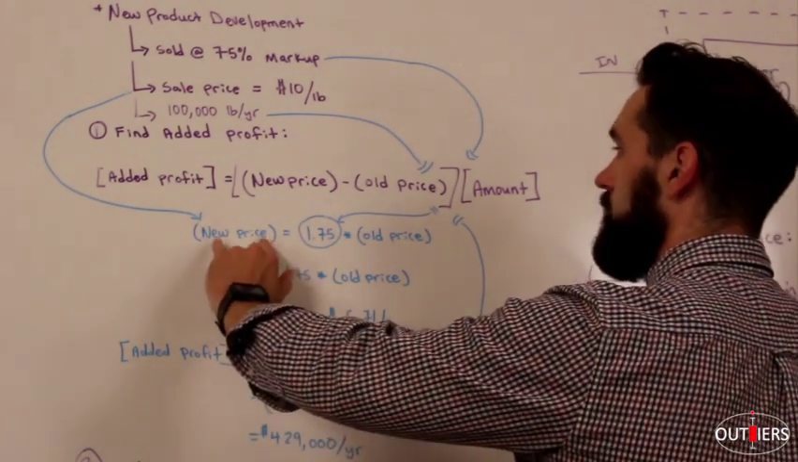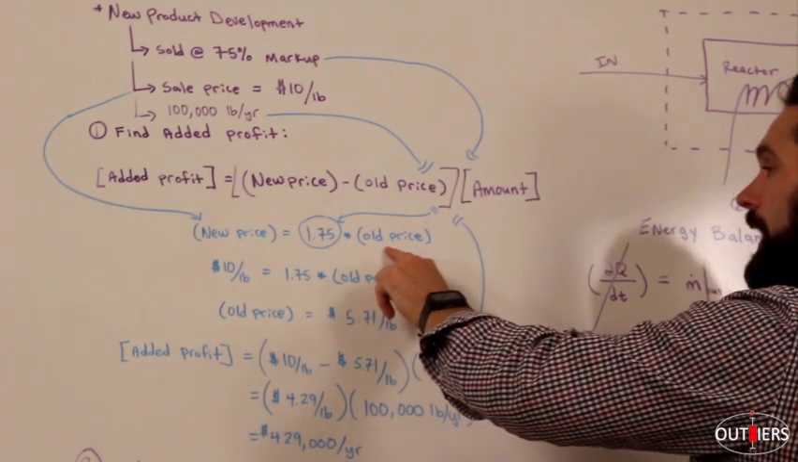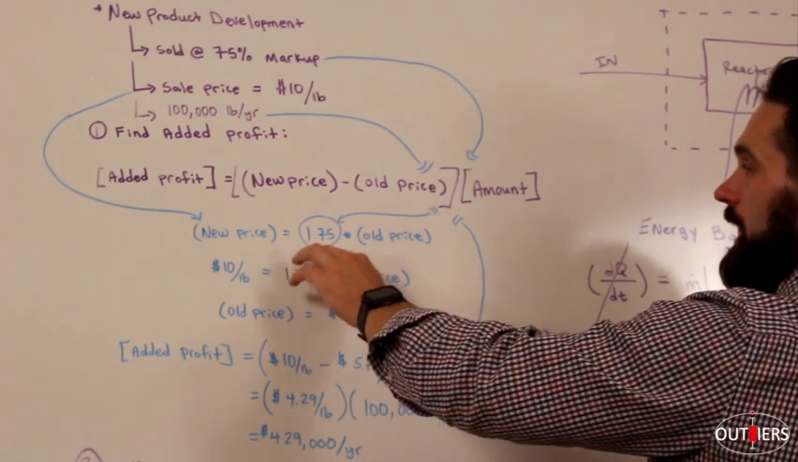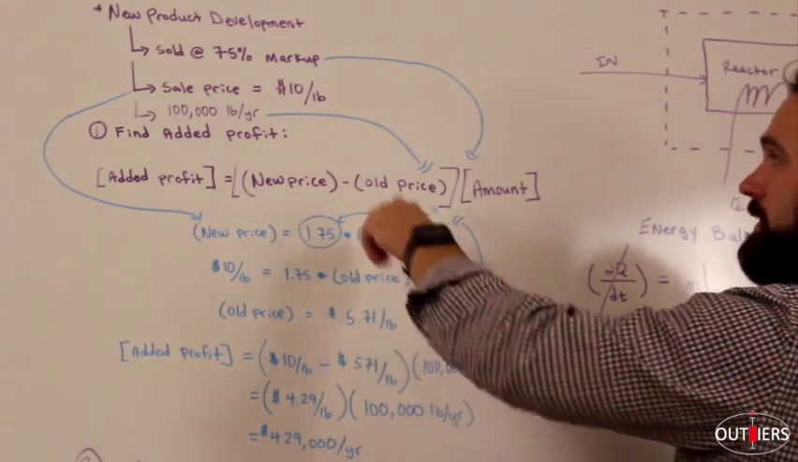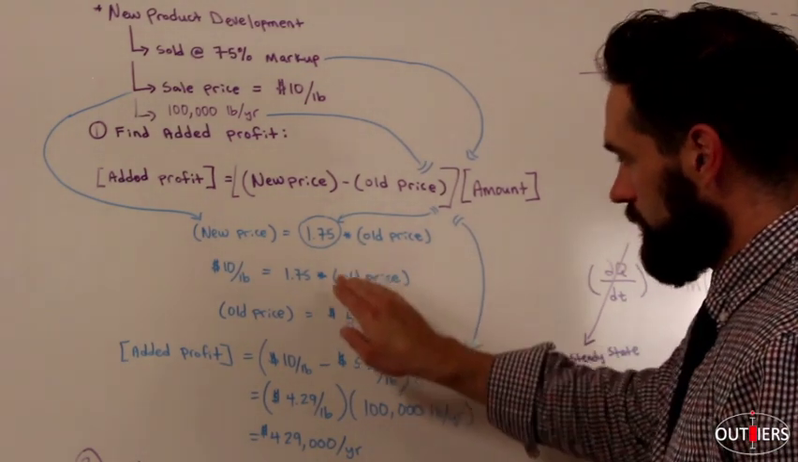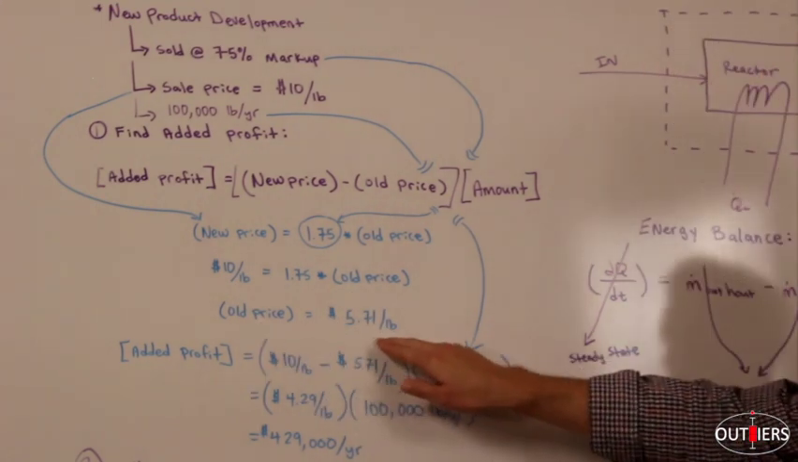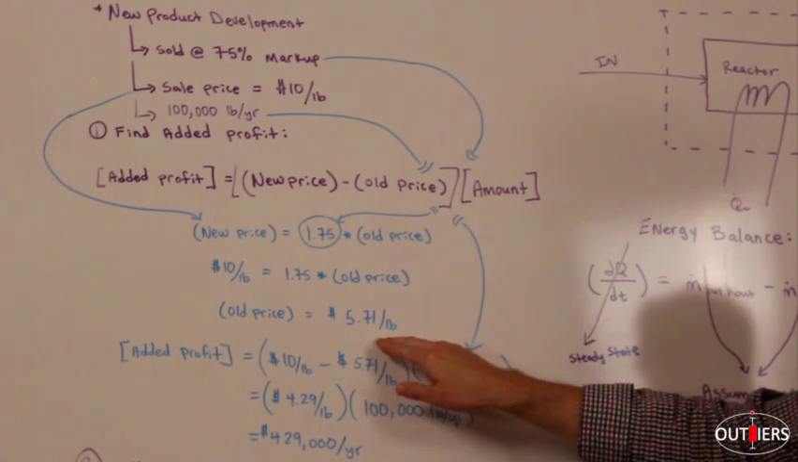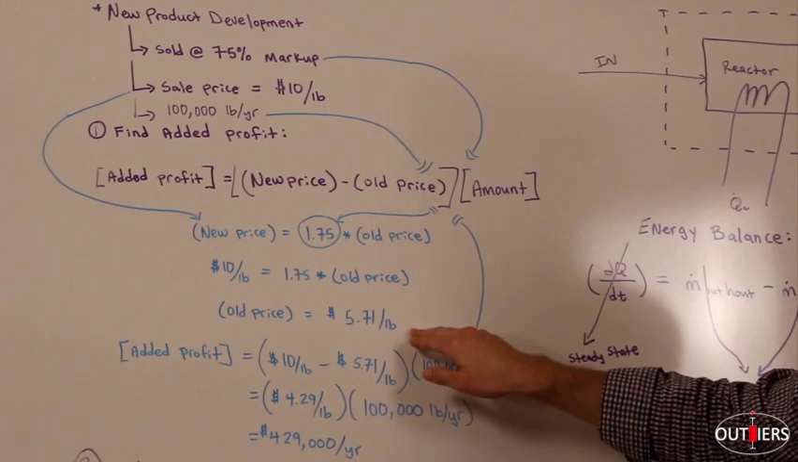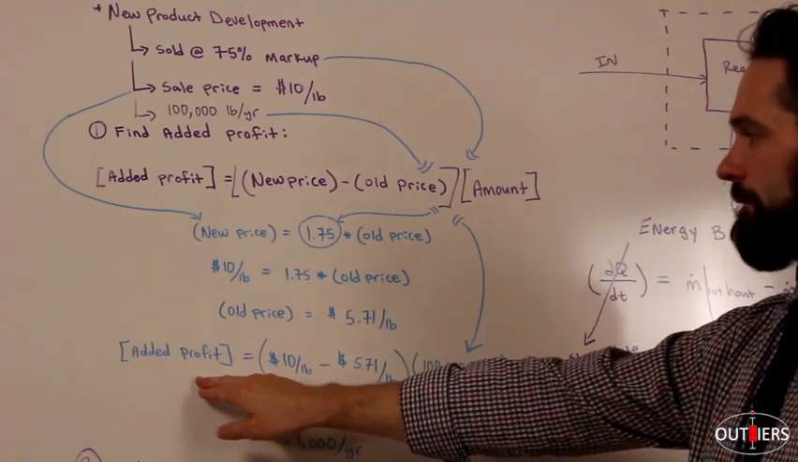So, since the new price is equal to the old price times 1.75, or if I were to flesh this out, this would be the old price plus 75% markup. I can then just do basic algebra here, and I wind up with the old price being $5.71 a pound. I'm not walking through this because I'm assuming that by this point you can follow my math. What I want you to take away from is, again, the logical steps here.